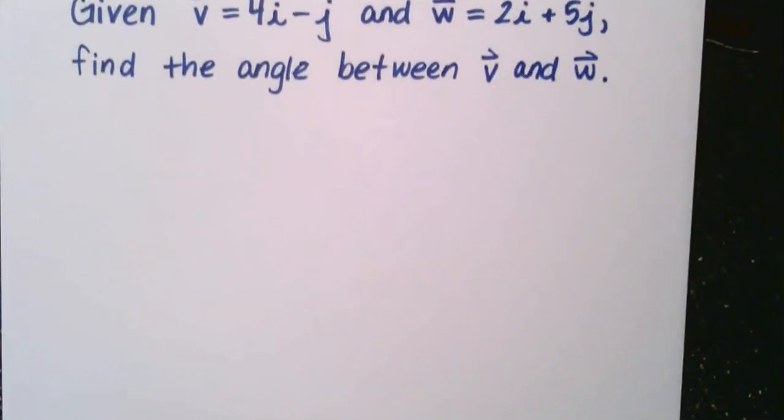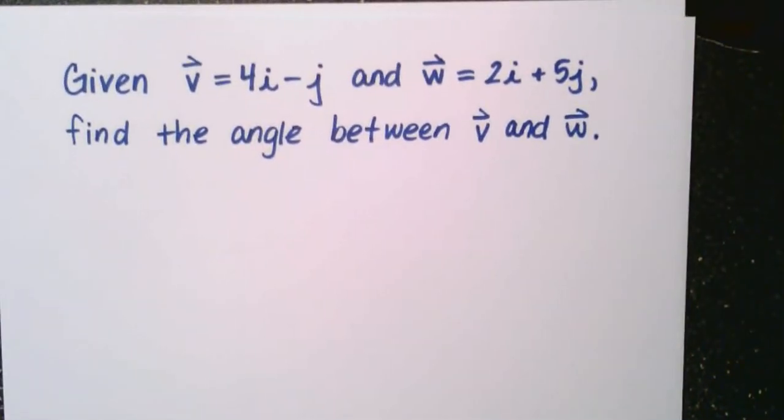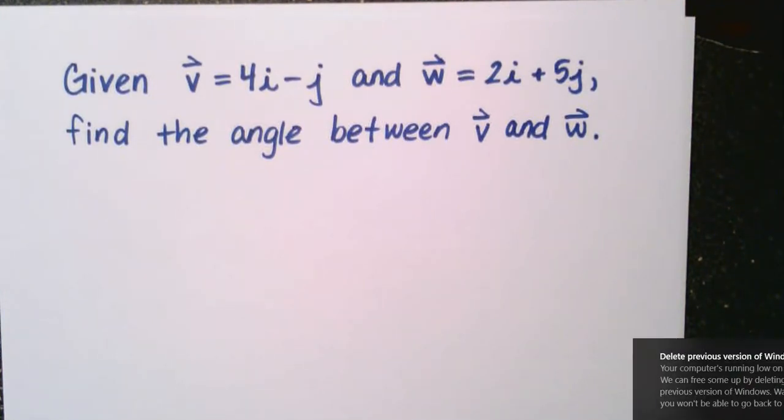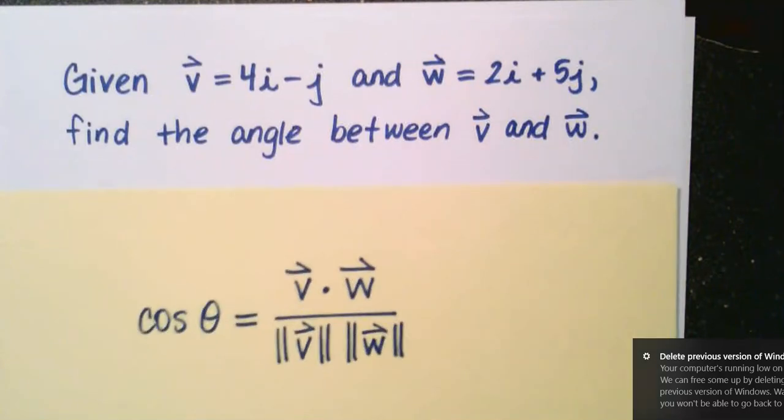So here's what a question you might be asked to do might look like. It says, given the vector v, which is 4i minus j, and the vector w, which is 2i plus 5j, find the angle between v and w. So I'm going to go ahead and do that then. And this is the formula I'm going to use.